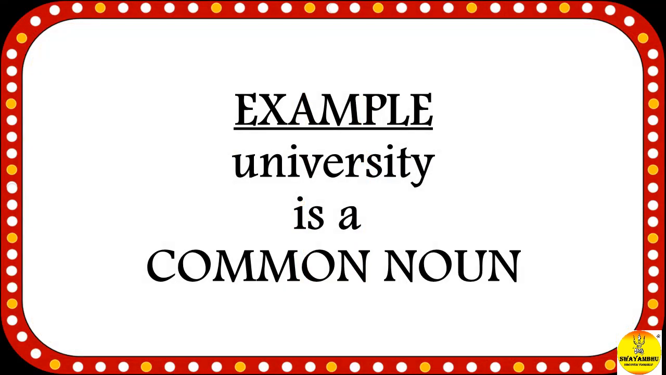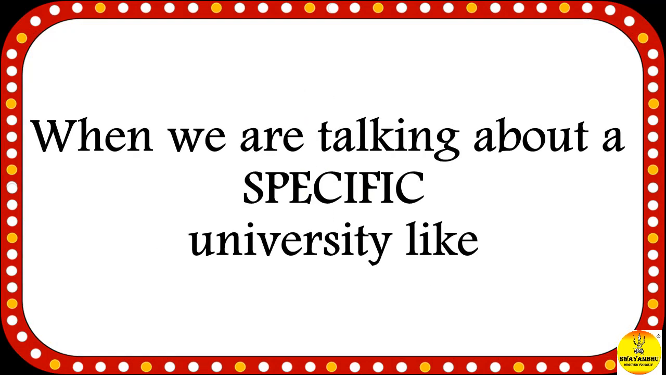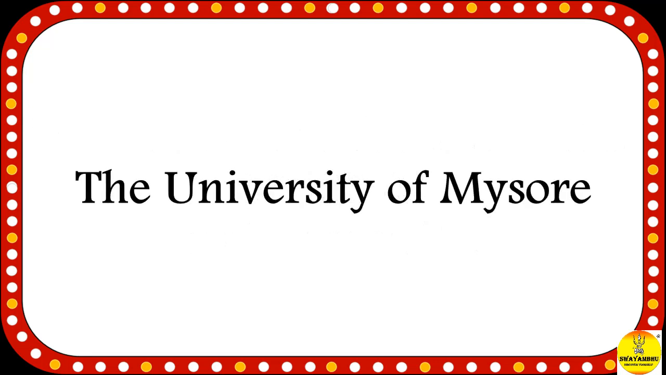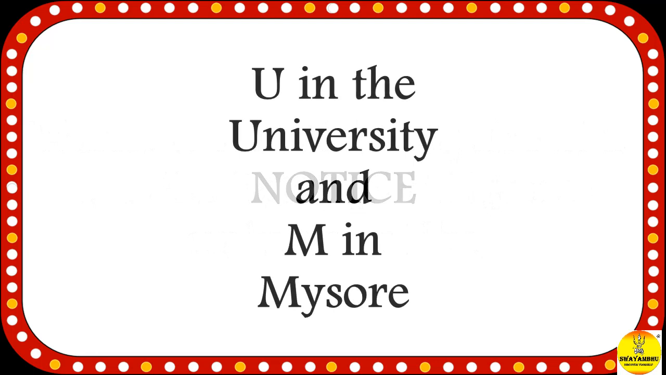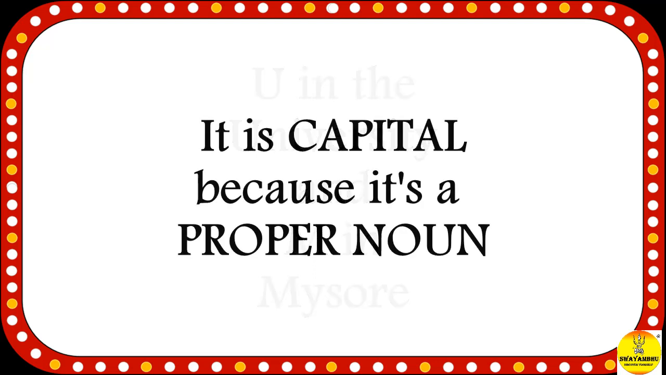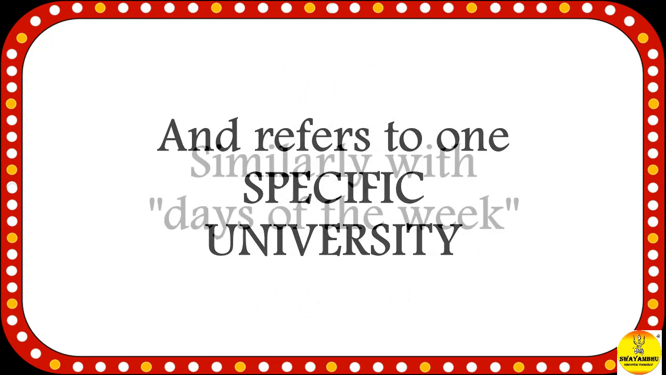For example, university is a common noun. The whole word is written in lower case. But when we are talking about a specific university like the University of Mysore, notice that both the U in University and M in Mysore are capitals. That's because it's a proper noun and refers to one specific university.